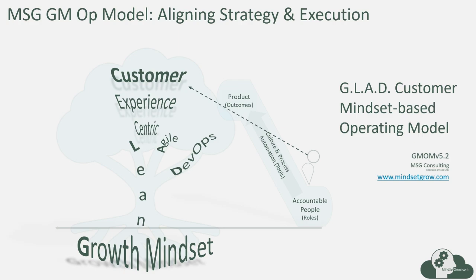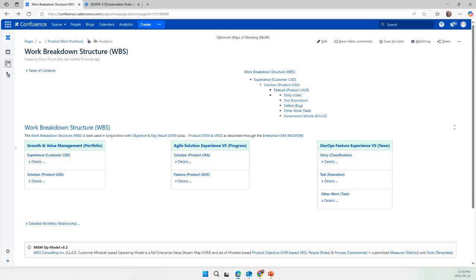Hello everyone, and welcome to our series of videos covering the GM op model, focusing on the feature, which is part of the work breakdown structure that we use here. The feature, as you'll see, sits between the solution and the story that is delivered by an agile team. Features realize solutions and are a very critical part of the overall work breakdown structure that we will cover today.